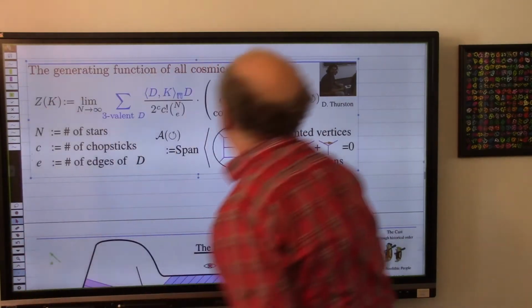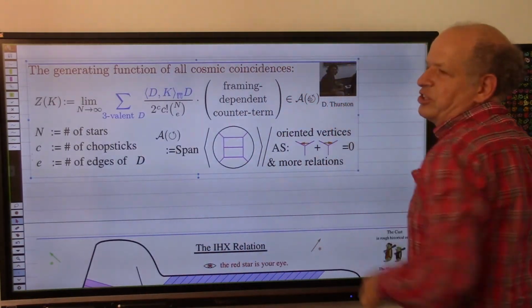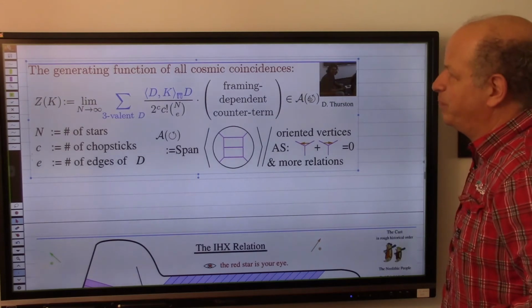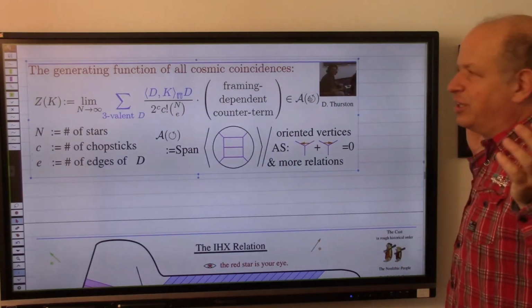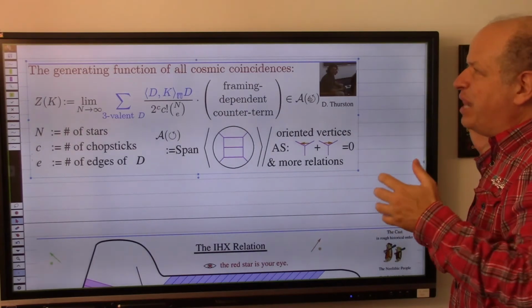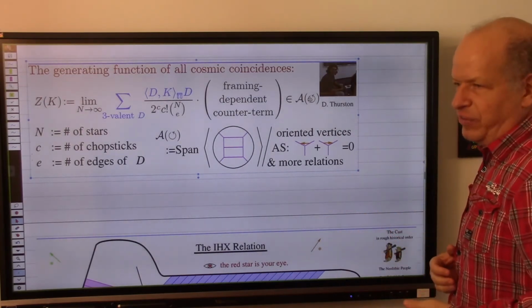Right. So this is an idea of Dylan Thurston. So here's a picture of Dylan Thurston. And what I want to do is to compute all cosmic coincidences at once. So I'll make a generating function out of them.